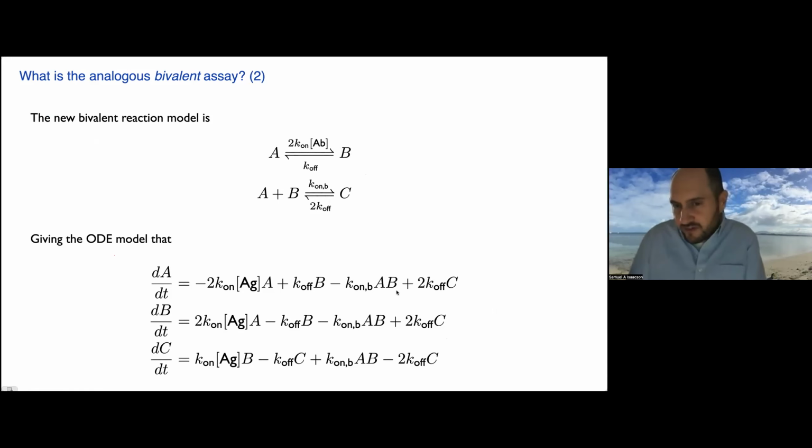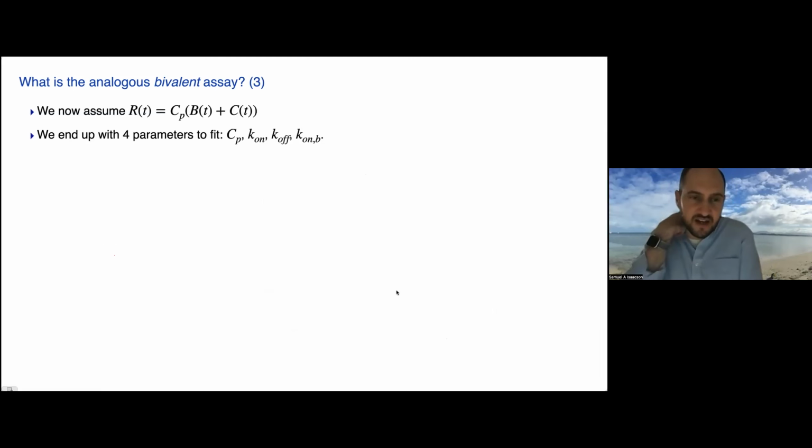So it's still a very simple model. It's easy to fit it to data. Now what we assume is that the SPR measured response is going to be proportional to the amount of antibody that's bound at the surface, because we're having the antibodies come in and bind.